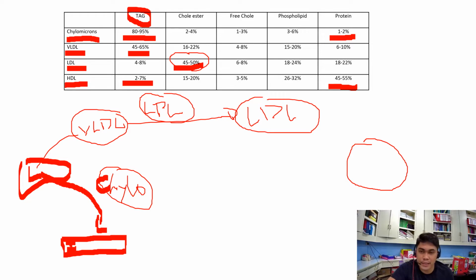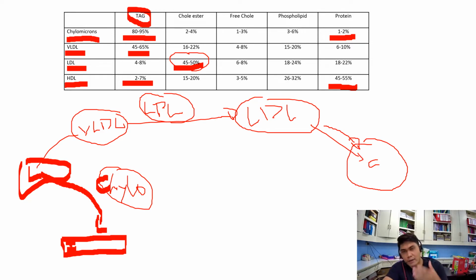For example, this is the cell. It has an LDL receptor. This LDL receptor will bind with the LDL, and after that binding, endocytosis will happen. Next is the liberation of cholesterol, or distribution of cholesterol to the cell.